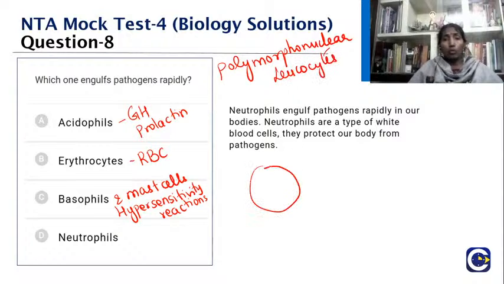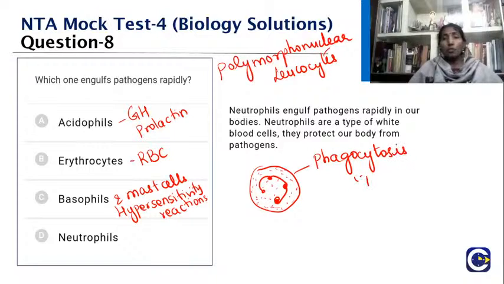When you look at the neutrophil, it will look like this. They will have many nuclear lobes and granules also. You can see the granules there, right? This is the structure of the neutrophil. These neutrophils are white blood cells. They protect our body from various pathogens, and how do they do that? By the process called phagocytosis, which means I engulf, that means I eat. Suppose, imagine this is the bacteria. What will happen?